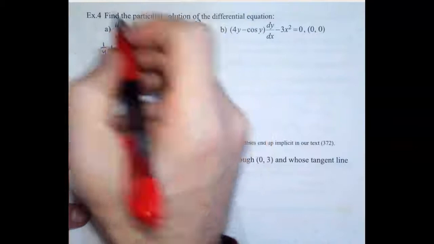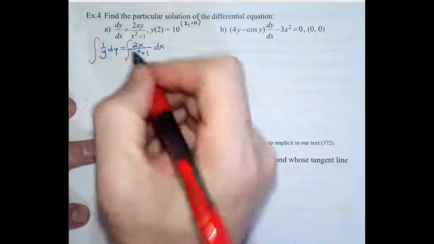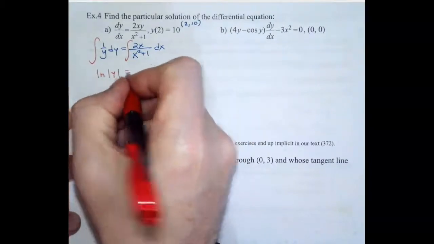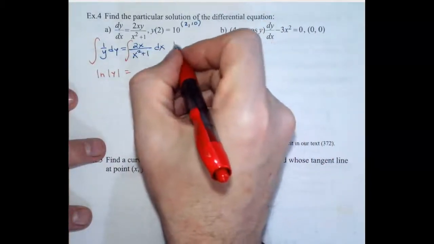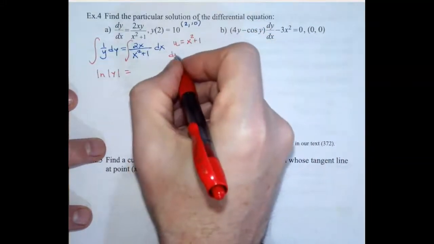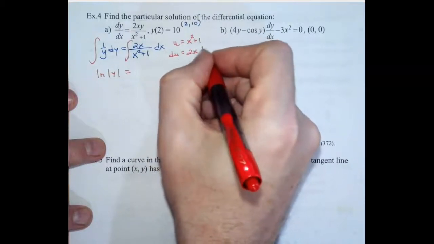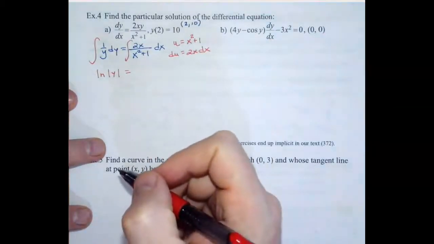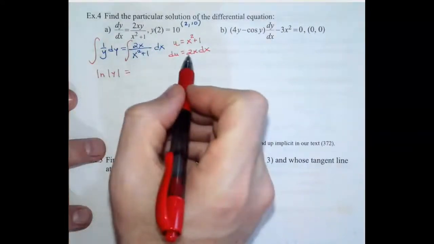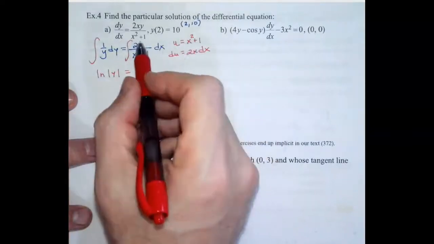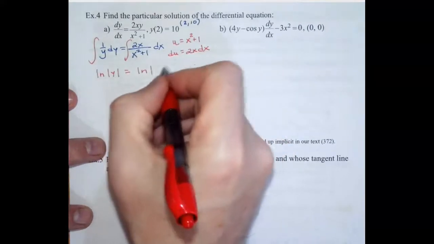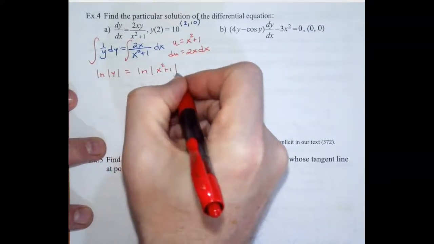So, a couple things here. So the next step is to integrate. So this side is pretty straightforward. That's going to be the natural log of y. This side's a little bit trickier. We're going to have a u substitution. So u is going to be x squared plus 1, du is going to be 2x dx. So that actually works out pretty nicely, because that's 2x dx right there. So that's going to be 1 over u, and when we integrate that, we're going to get the natural log of u, which is x squared plus 1.